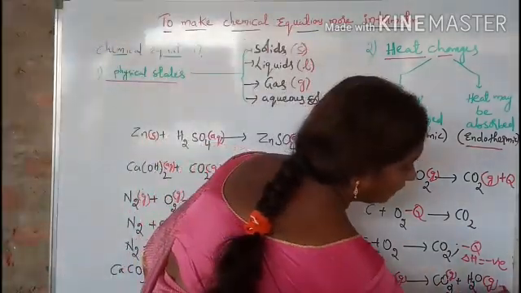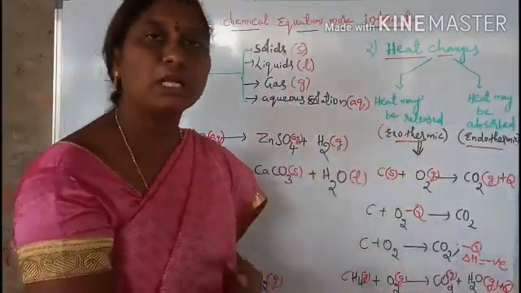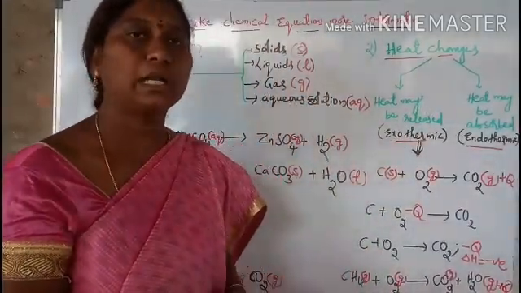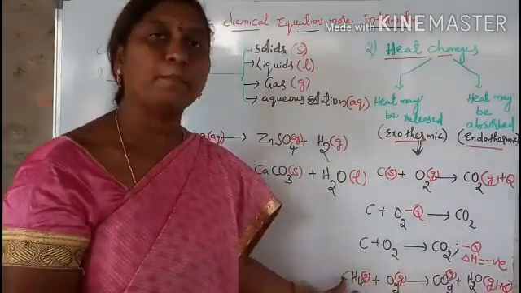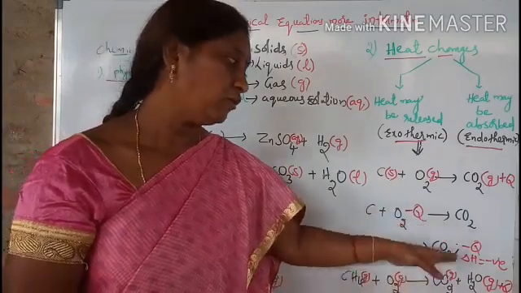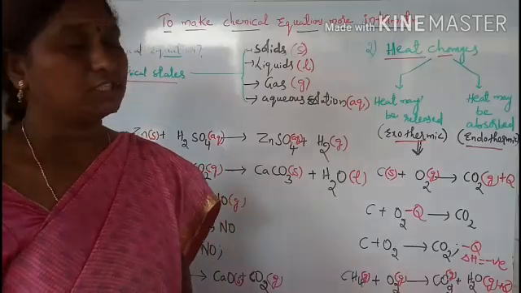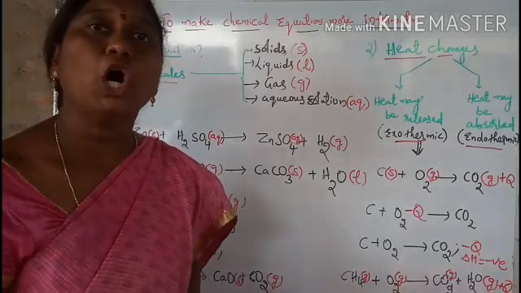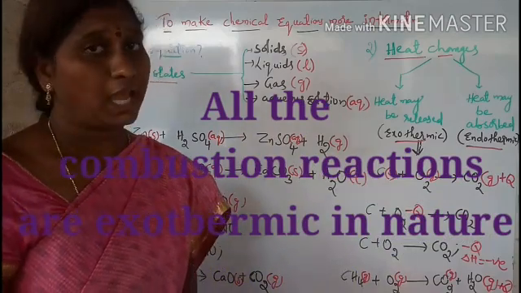So write plus Q in the product side or minus Q in the reactant side, or totally out of the reaction as minus Q or delta H is equal to negative. And when carbon or hydrocarbons burn in the presence of oxygen, they release CO2 and H2O, which is called combustion reactions. And you have to remember that all the combustion reactions are exothermic reactions.